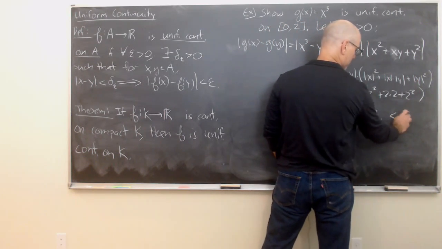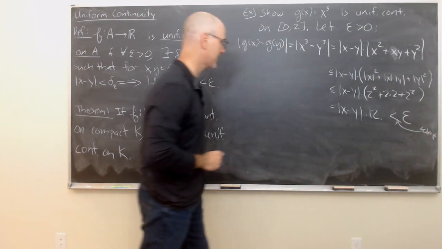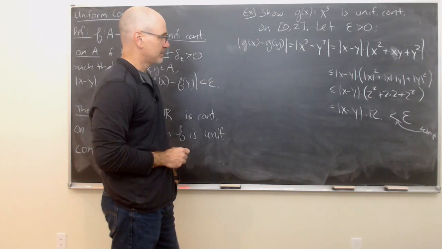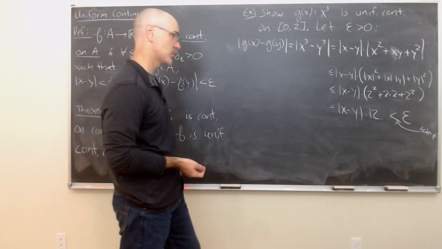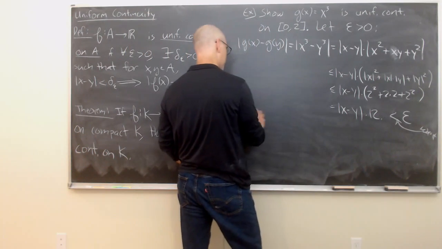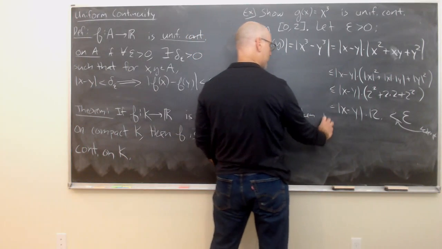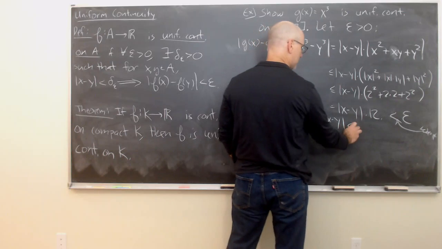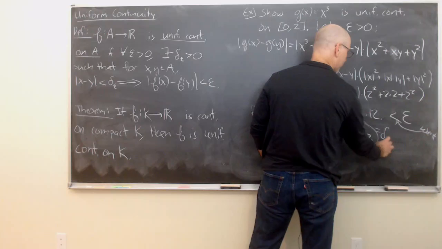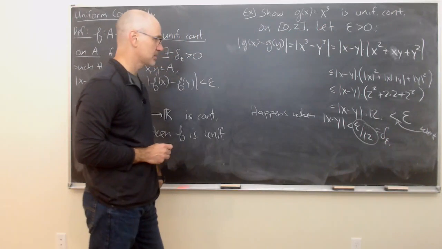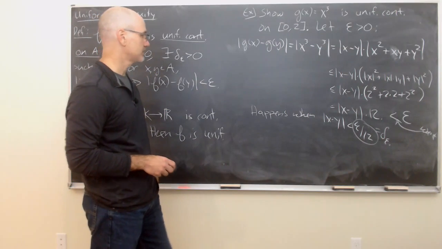Now we want to make that less than epsilon, and this reveals the choice for delta. If we divide both sides by 12, this happens, and absolute x minus y is less than epsilon over 12, so there's my delta. Notice that it doesn't depend on the particular points that we've selected. It only depends on the epsilon.